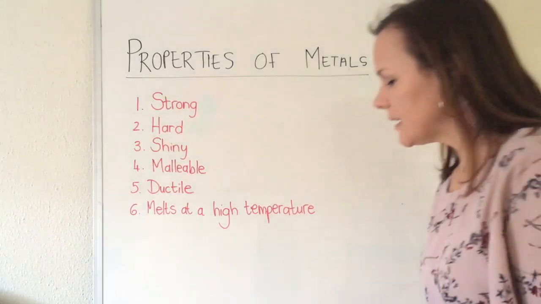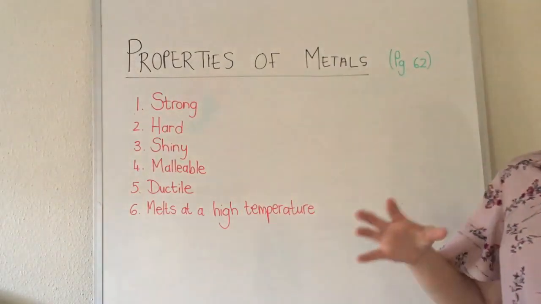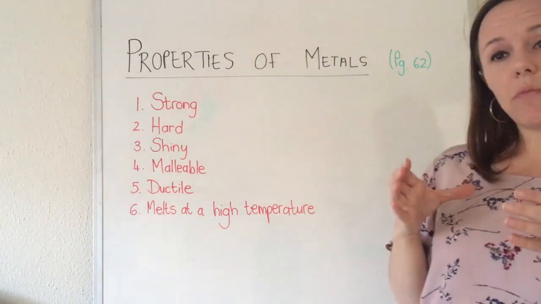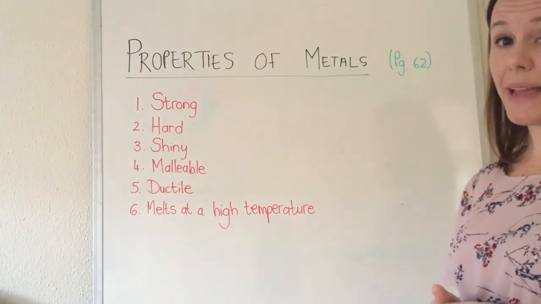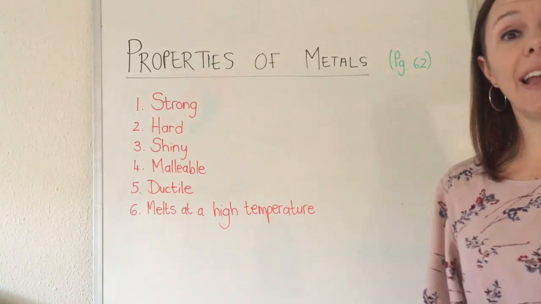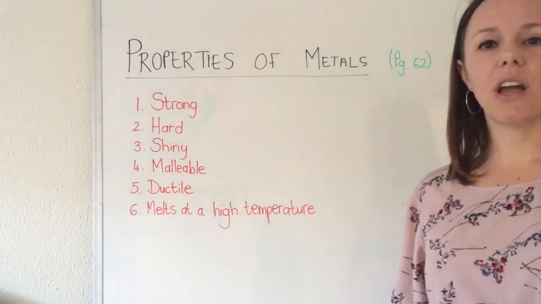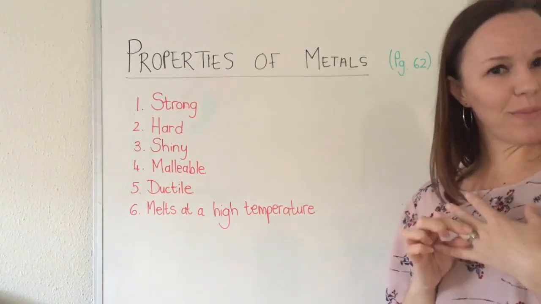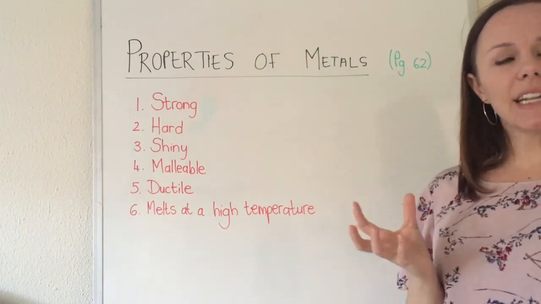So when we want something to not be able to break or bend, when it has to be something hard, we will choose metal to make that thing. Number 3, it is shiny. So that's why we use metals for jewelry, for example, because it's nice and pretty and shiny.